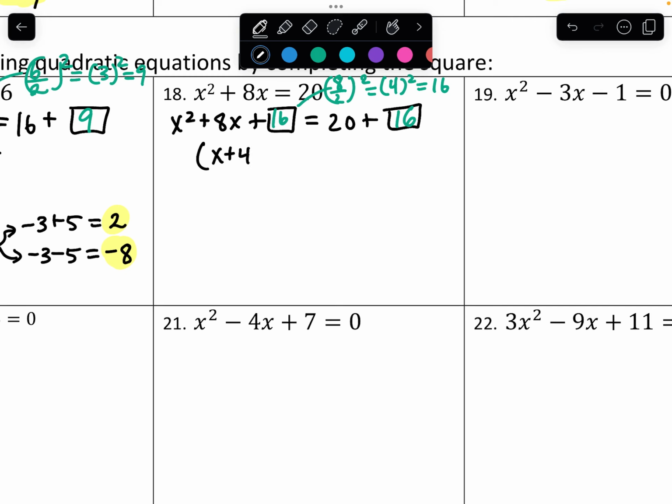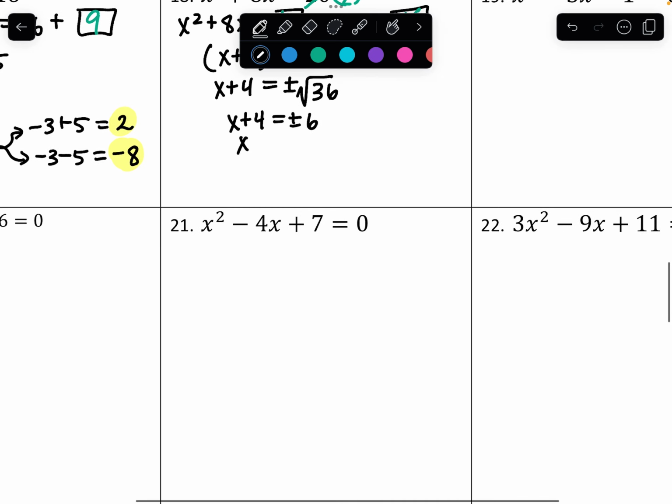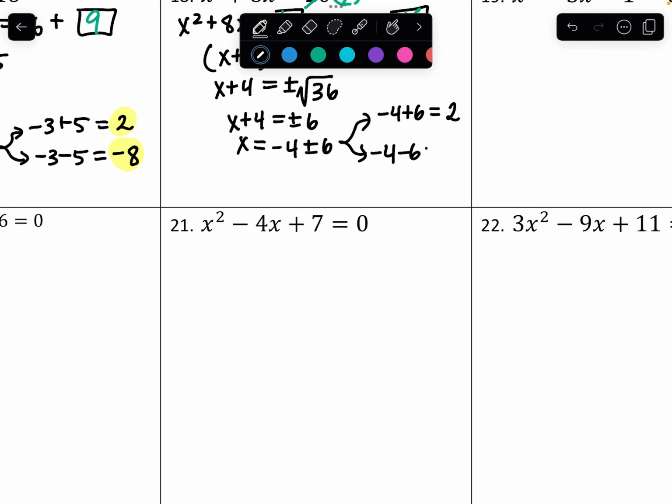And so the left side factors to (x + 4)^2 = 36. So the square root property says x + 4 = ±√36. That's a perfect square, so we can write that as ±6. Slide the 4 over, so it's -4 ± 6 to get our cases. -4 + 6, -4 - 6. In this case we get 2, in this case we get -10.